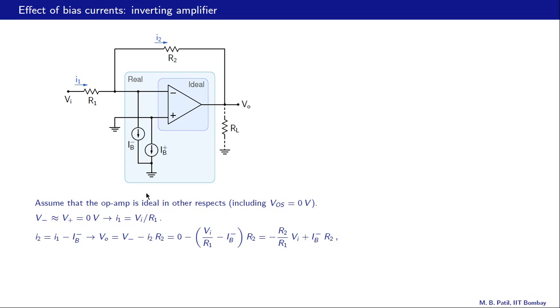And now we can write an equation for VO. VO is V minus, which is 0, minus I2 times R2. And we already know I2. It is I1 minus IB minus. I1 is Vi by R1. So we put it all together and then we get minus R2 by R1 times Vi plus IB minus times R2.